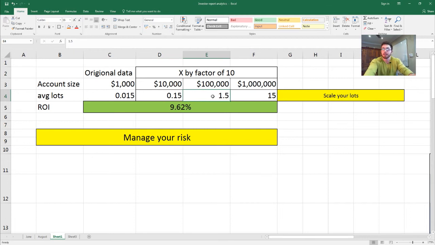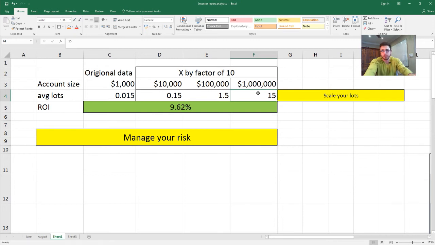$9,620. Now that sounds better than making what, $96 on this account. You know, on a $1,000 account, we're just making $96. But on a $100,000 account, we can make $9,600. Now, if we did this on a $1 million account, what lot size would we trade at? Well, we would trade a lot size of 15 lots per trade, which means that we would have been able to make $96,200.